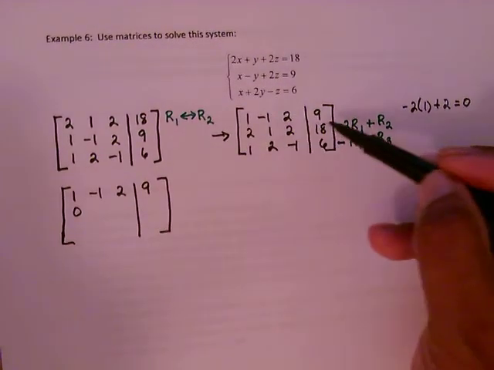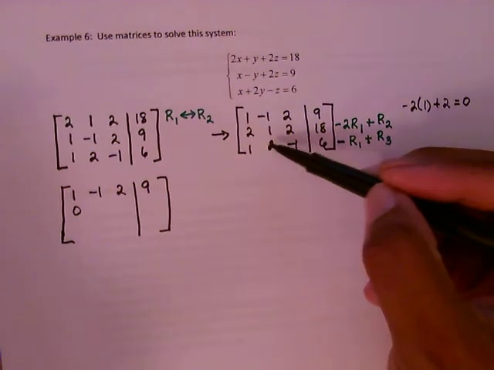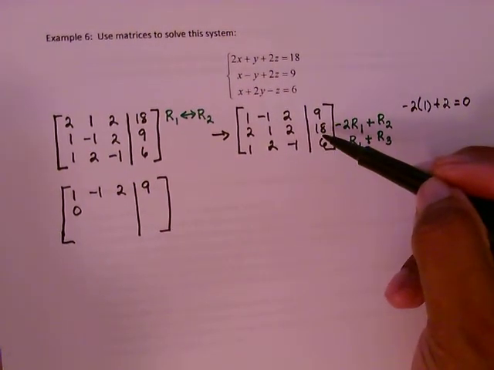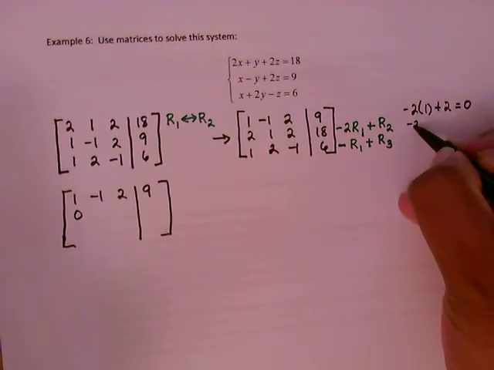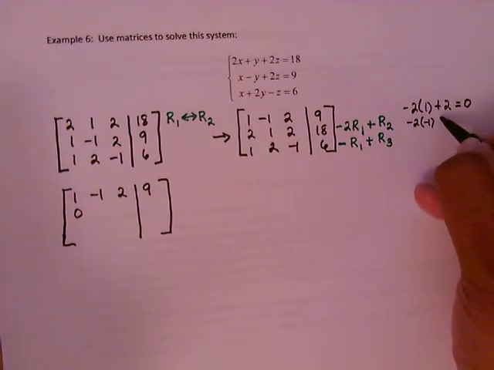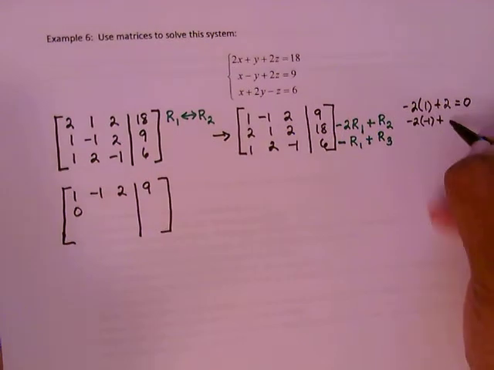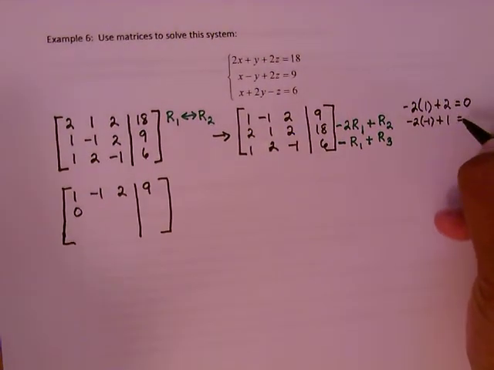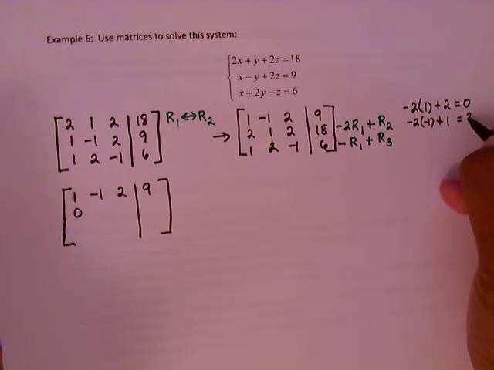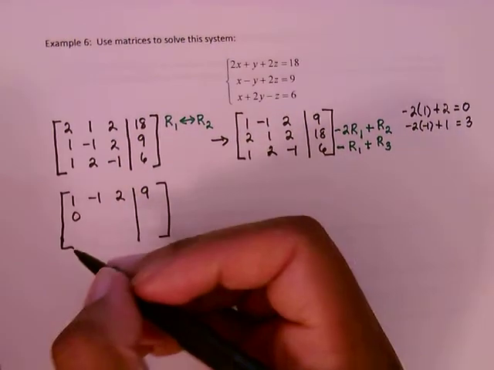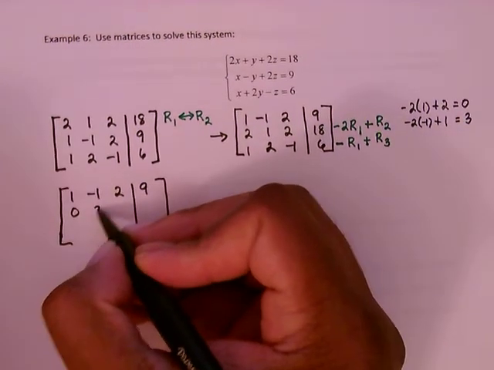And then I got to do the same thing and add it to these corresponding elements here, like the negative 1. I got to do negative 2 times negative 1 and then add that to the 1. Well, negative 2 times negative 1 is 2. 2 plus 1 is 3. So I'm going to put a 3 here.